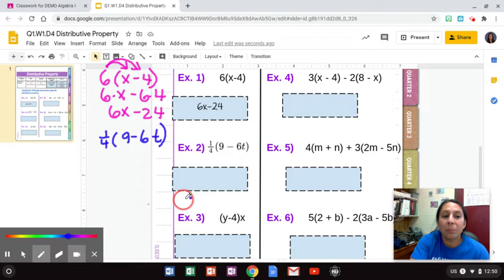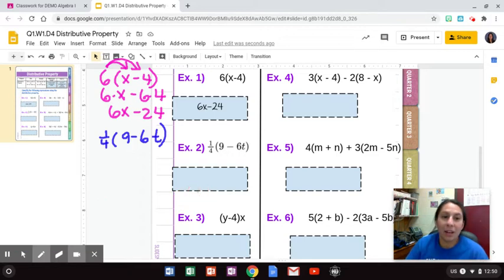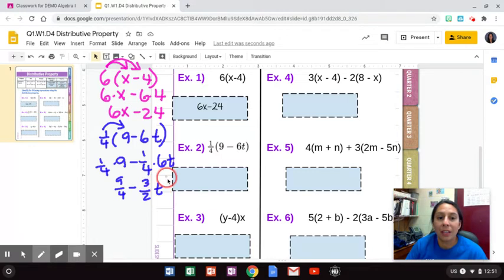For example 2, you'll notice that you have 1/4 times 9 minus 6t. So you're going to multiply 1 over 4 times 9 and then minus, because there's that minus sign, 1 over 4 times 6t. This is going to give you 9 over 4 minus 1 over 4 times 6 gives you 6 over 4, but that simplifies to 3/2 t. So this is my answer for example 2.